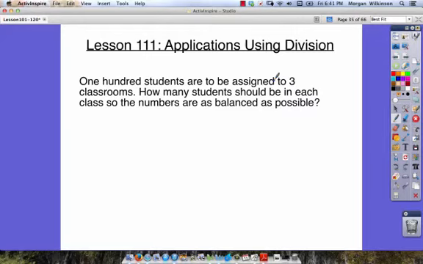Lesson number 111 is about applications using division. And our first question says, 100 students are to be assigned to 3 classrooms. How many students should be in each class so the numbers are as balanced as possible?